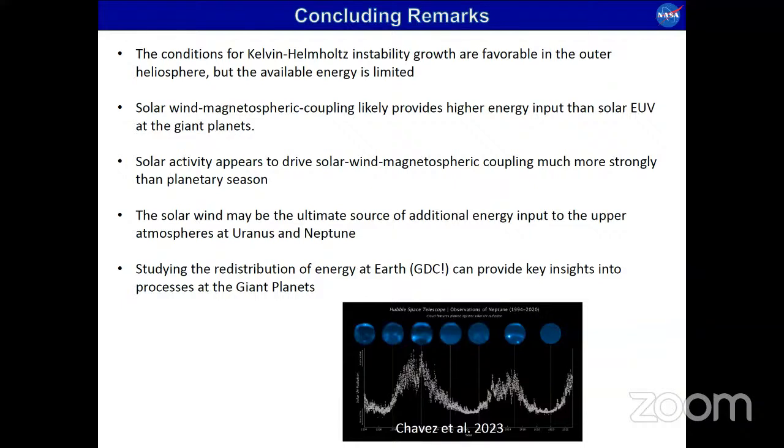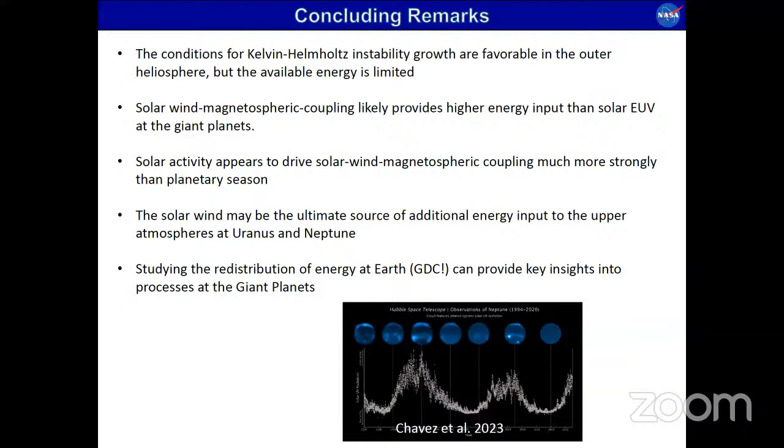The external stuff, I think, is likely to play a much stronger role at Uranus and Neptune. And I think there are some opportunities for certain auroral phenomena, for example, to be explained by the substorm equivalent, but it's much harder to crack at Jupiter and Saturn, where it's really the moons playing a big role in the internal energy input there.